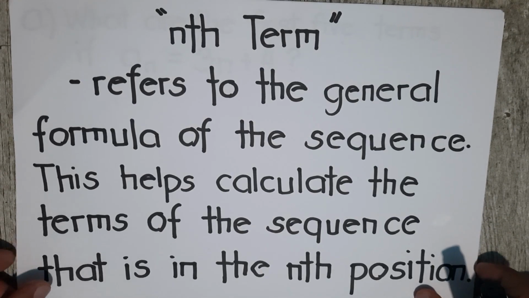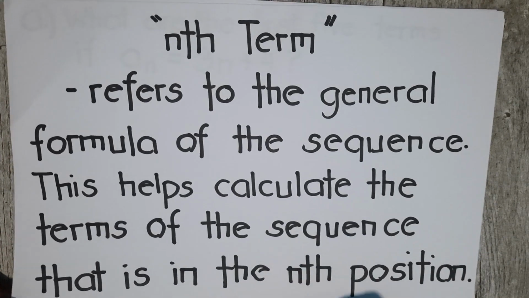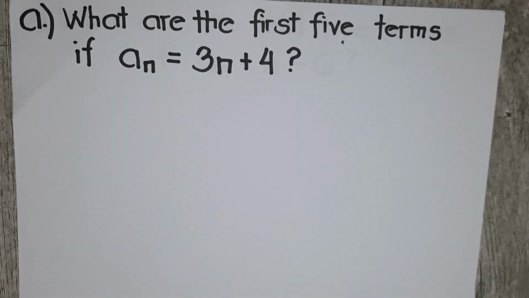Now, we'll have some examples in order for us to truly identify and understand the concept of the nth term. We'll have three examples for today. Number one, what are the first five terms if the given nth term of an arithmetic sequence is a sub n is equal to 3n plus 4?